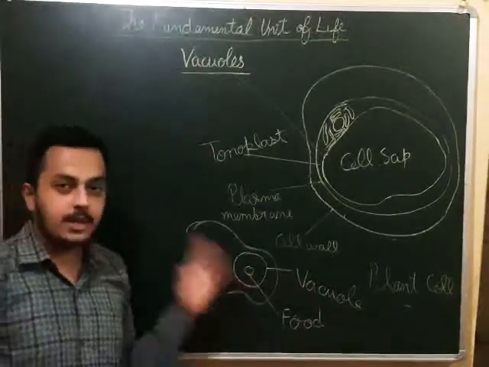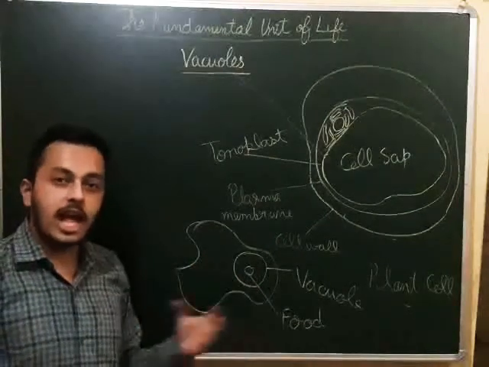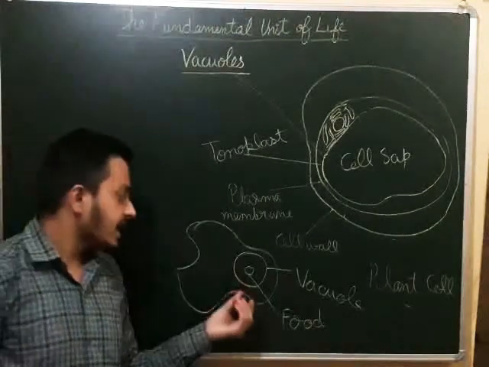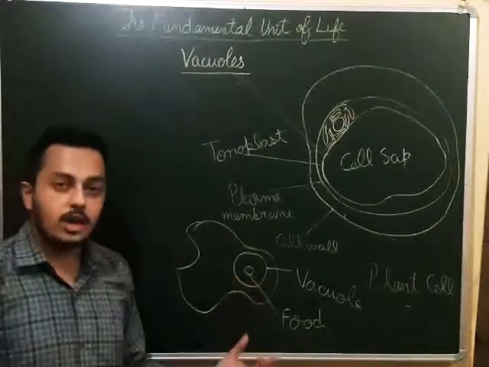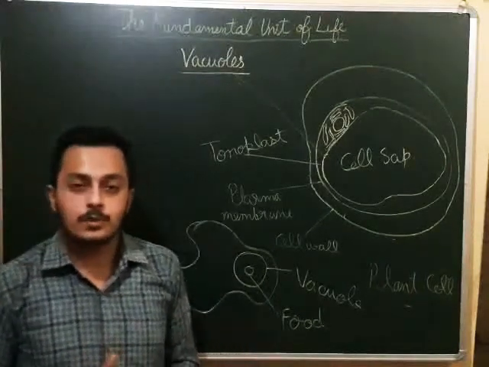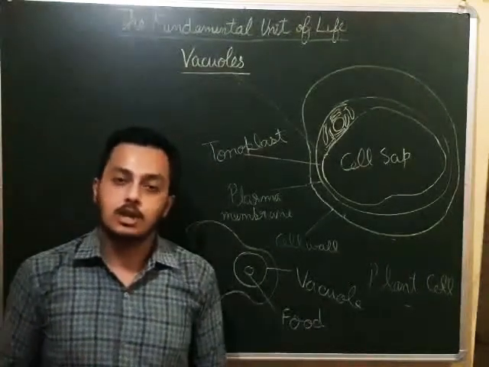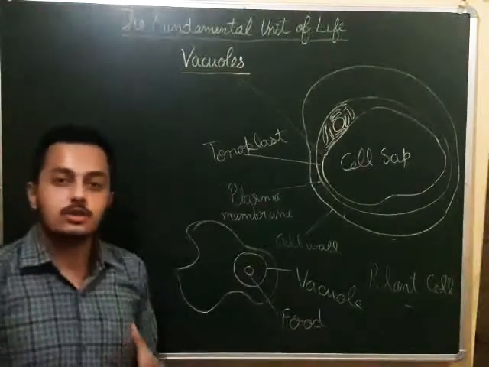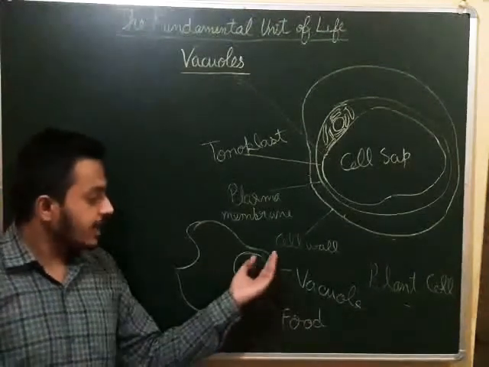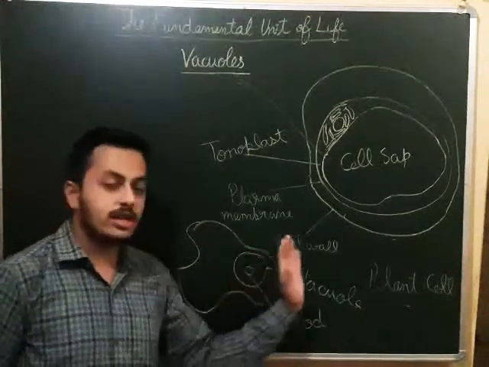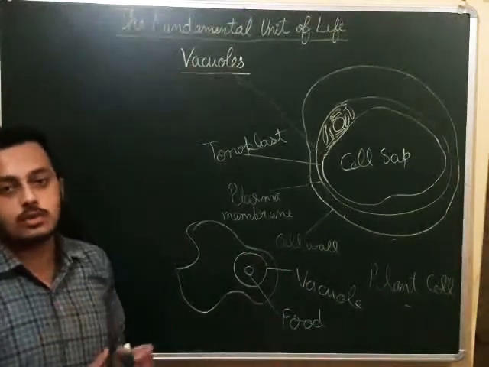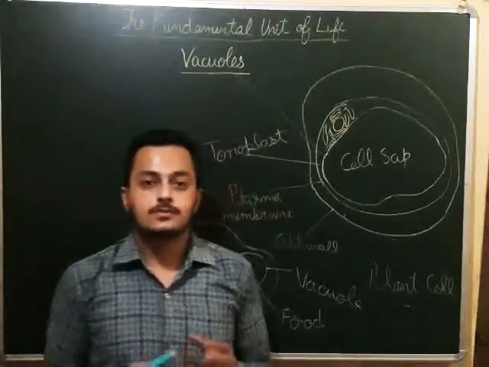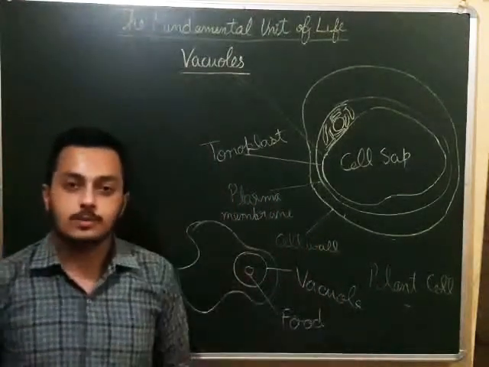In this, what happens? They store the food, help in the breakdown of the food, and also the waste from the cell enters inside this vacuole and it stores the waste too. Whenever there is endocytosis or exocytosis, during endocytosis it takes in the food and during exocytosis it throws the food out. So these are the functions of the vacuole.